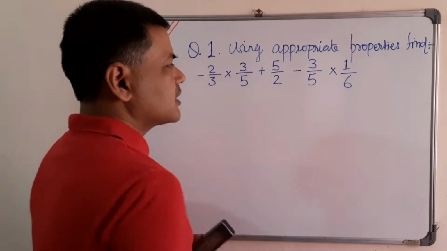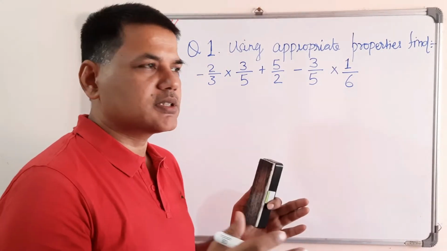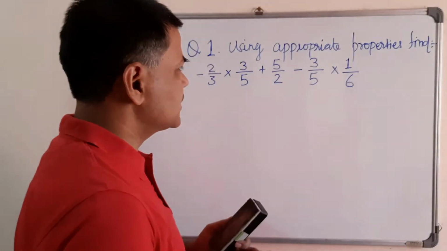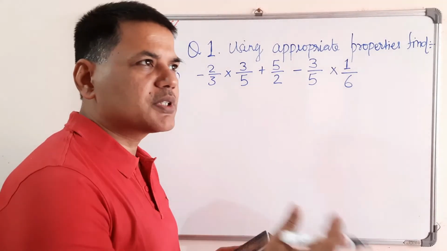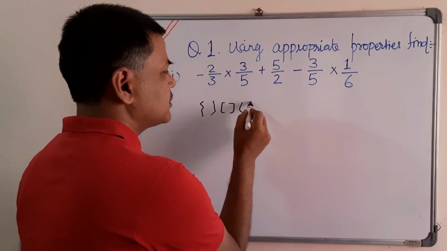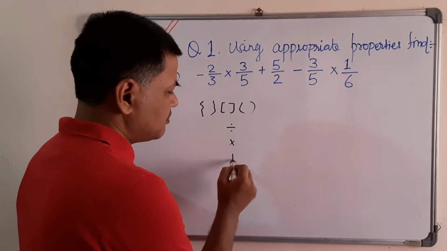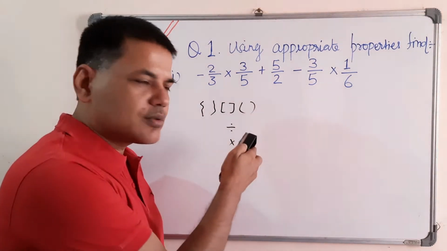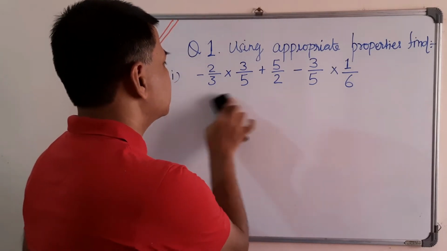Before we start, I also want to say: remember the preference, because in any sum, when you see a lot of operations like multiplication, plus, minus, division and brackets, remember the order. First, we always use the bracket. Any bracket will be used first, then division, then multiplication, then plus, and at the end minus, that is subtraction.